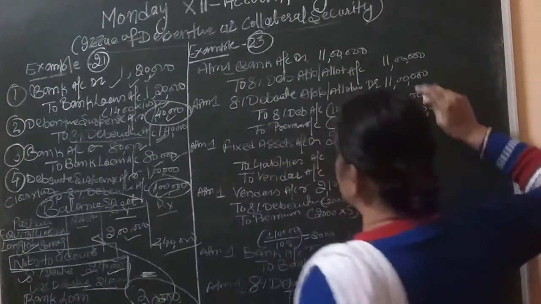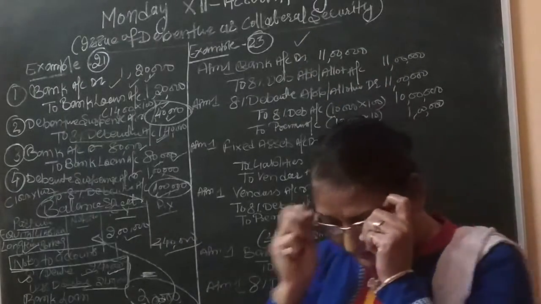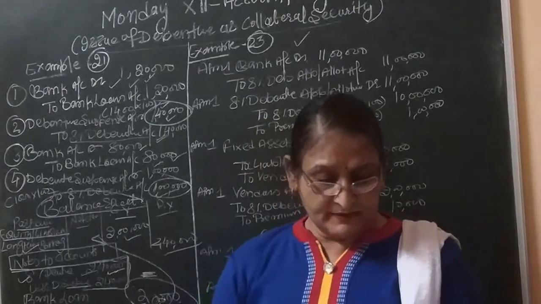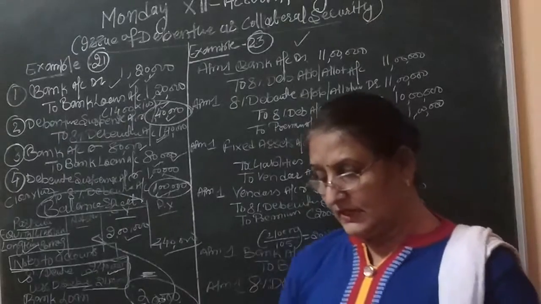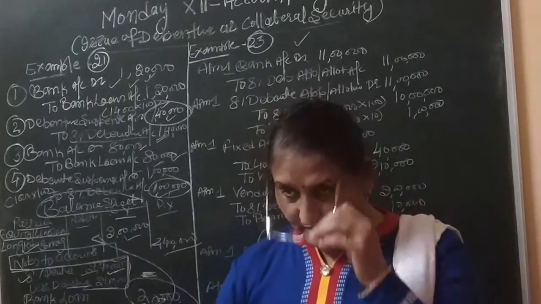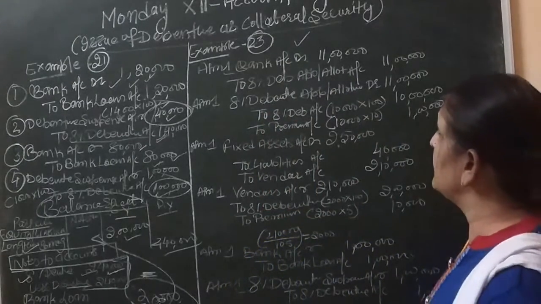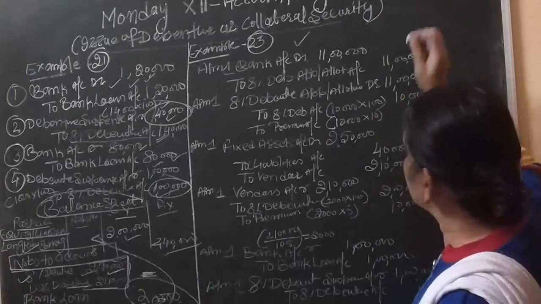Now come to the next example, and that is example number 23. In this example, the combination of different entries are included, and the statement is M Limited issued 10,000 8% debentures of 100 each at a premium of 10%. M Limited issued 10,000 debentures to the public, 100 rupees each, at a premium of 10%, and no installments; all were issued at one time.